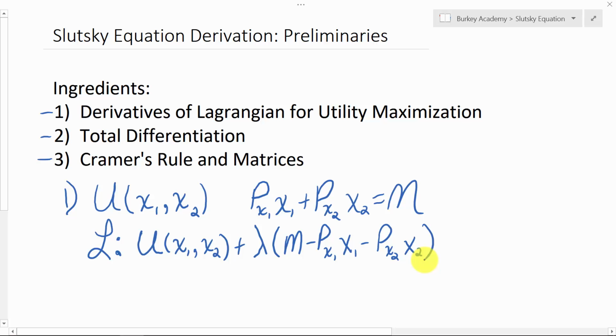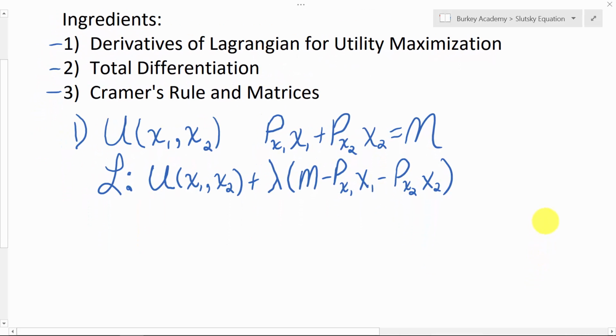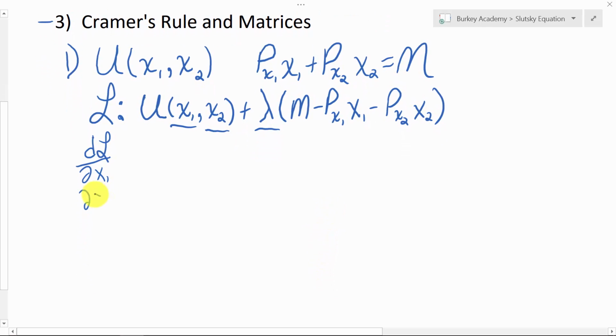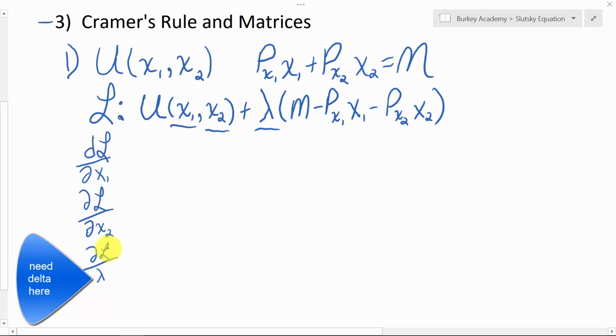Whenever we take derivatives, trying to maximize this, we're going to be taking three derivatives: with respect to x1, x2, and lambda. So we're going to take the derivative of this Lagrangian function with respect to x1, the derivative of the Lagrangian function with respect to x2, and the partial derivative of the Lagrangian function with respect to lambda.